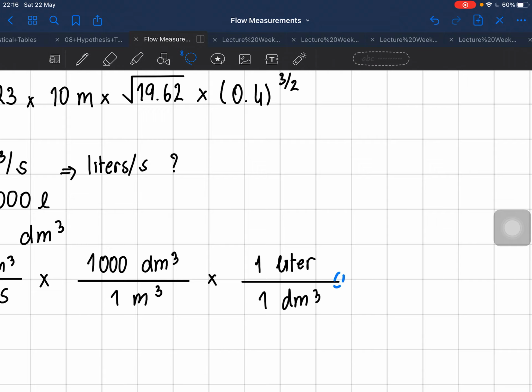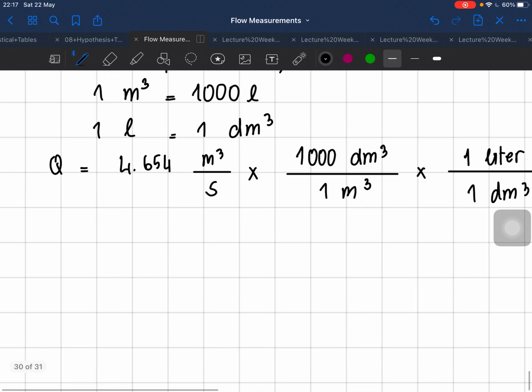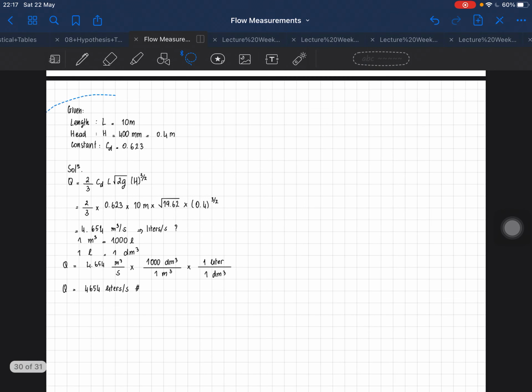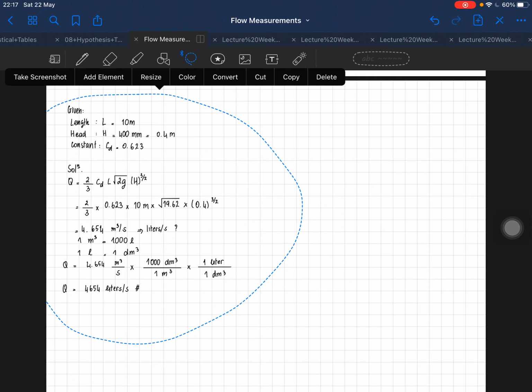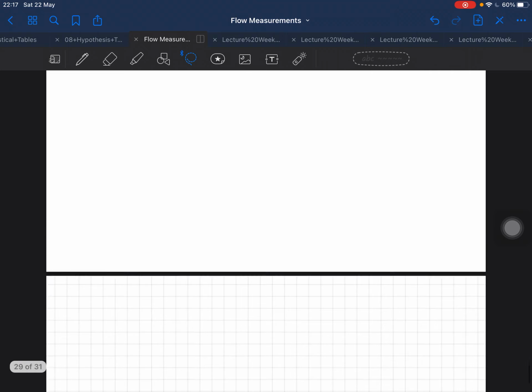Normally we put the thing that we want to find on the top, and the thing that we have to convert equal to something here. So we can cancel this one out and we can cancel this one out. Final answer is 4.654 liters per second. Well, this is so easy. I hope in the exam it's going to be something like this so we can solve it faster.